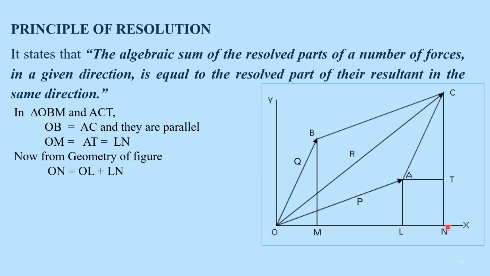Now, from the geometry of the figure, I can write ON is equal to OL plus LN, right? Now, what is OL? OL is the resolved part of P along the x-axis. Now, what is LN? LN is equal to AT, which is again equal to OM. Now what is OM? OM is the resolved part of Q along the x-axis. So when you add these two resolved parts, you will get ON. What is ON? ON is the resolved part of the resultant force along the x-axis.